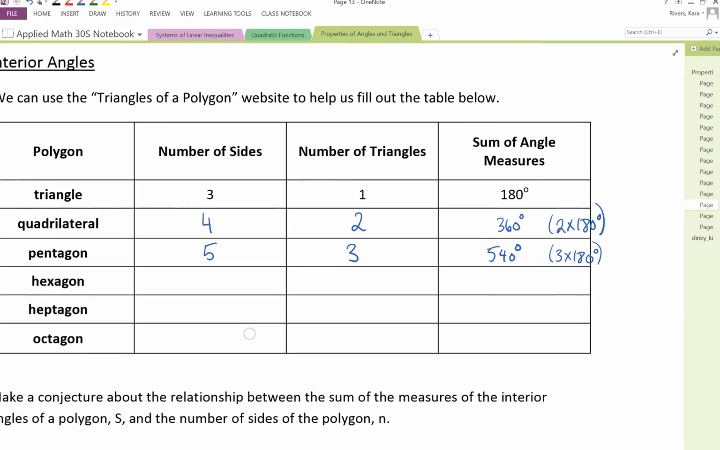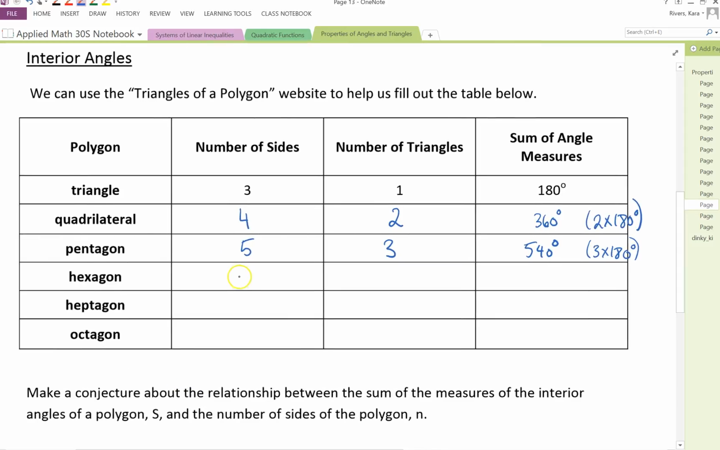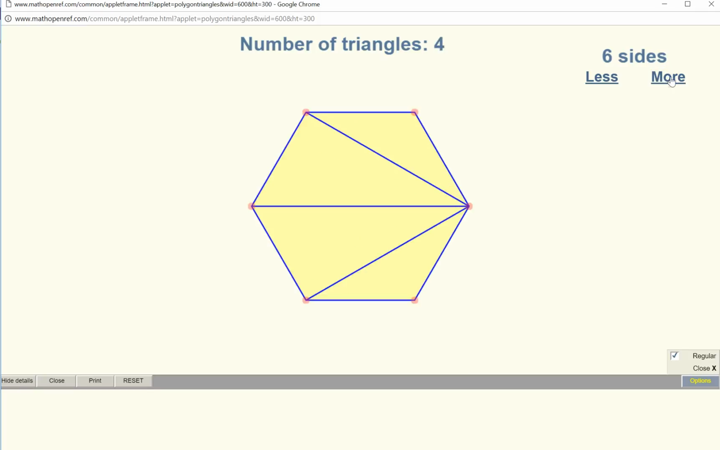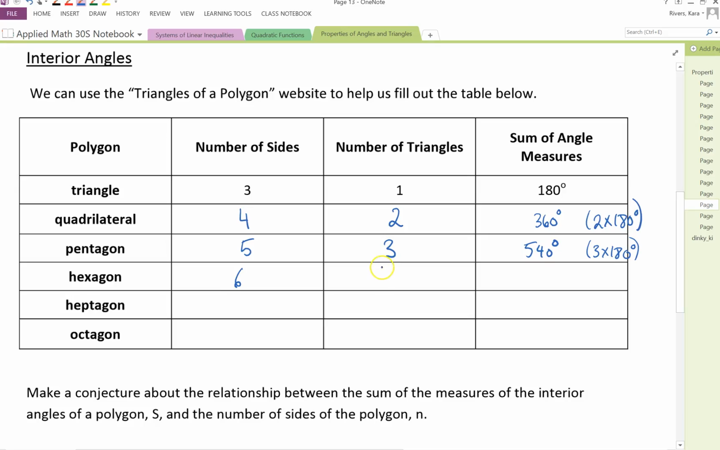And you can anticipate as we increase the number of sides in our shape, the number of triangles inside is going to increase by 1. So let's make 1 more. So another 6-sided shape, 4 triangles now. I've got 4 now. That means I've got 4 times 180 degrees worth of angles on the inside. That's the sum of my interior angles, and that would give me 720 degrees.